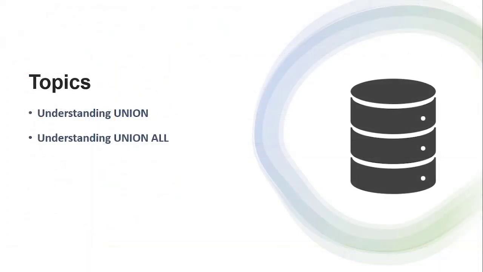So I hope you understood what is union and what is union all and how we can use this in SQL Server to join both of our tables. And you need to remember that both the tables must have the same number of columns in the select statement, and it must have the same data types, so you can perform your union operation in SQL Server.